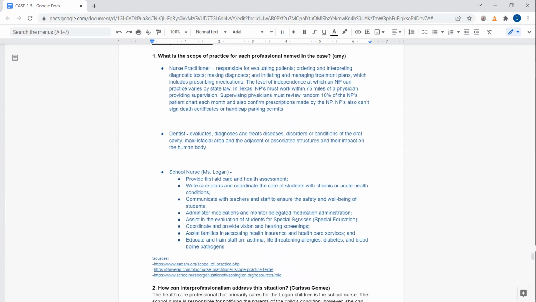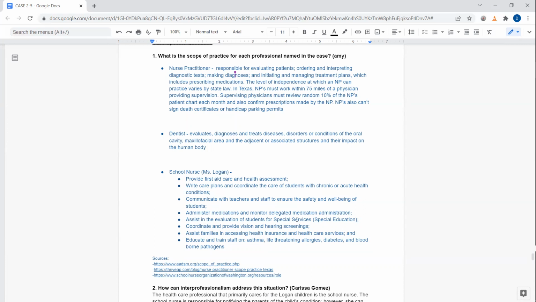So the first question asks to discuss the scope of practice for each professional named in this case. And the three professionals were the nurse practitioner, the dentist, and the school nurse, Miss Logan. So a nurse practitioner is responsible for evaluating patients, ordering and interpreting diagnostic tests, making diagnoses, and initiating and managing treatment plans, and also prescribing medications. And the level of independence for each NP can vary by state law.